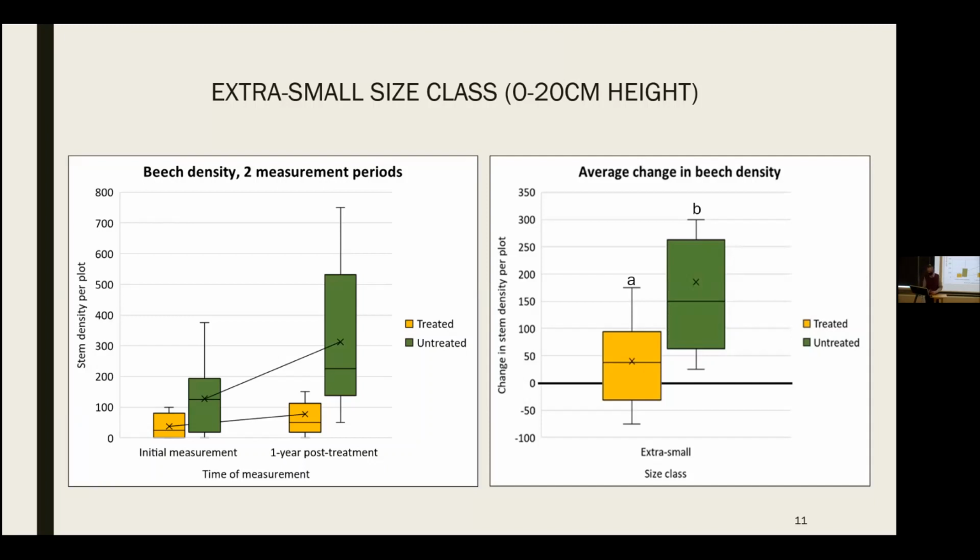The box plot on the right now is a slightly different representation of the same thing, where we see the average change in density between the 2 time periods. So on the x-axis, we again have the size class, and on the y-axis now we have the change in stem density per plot. Again, we see that the average density increased in both the treated and the untreated plots, but that it increased to a far greater degree in the untreated plots.